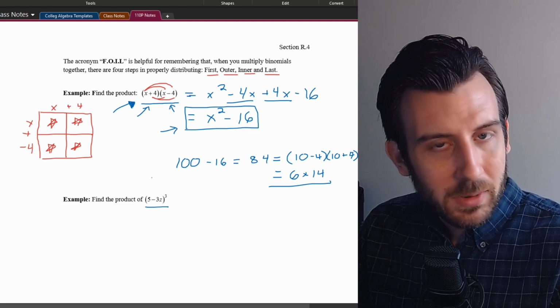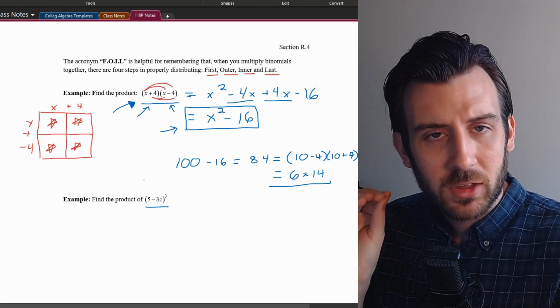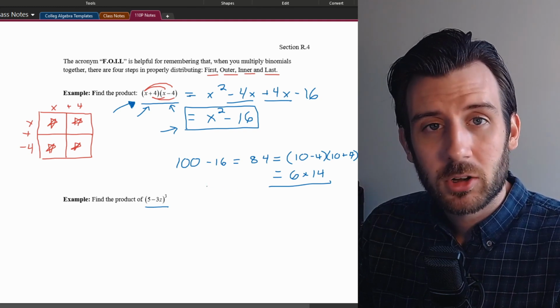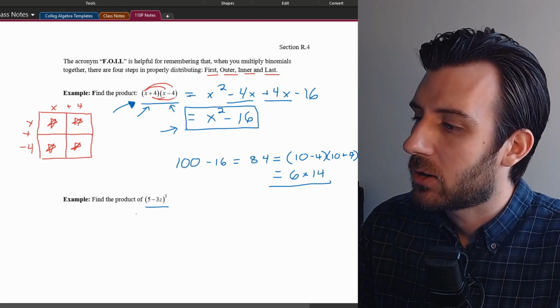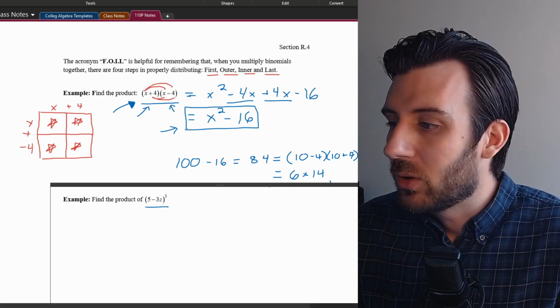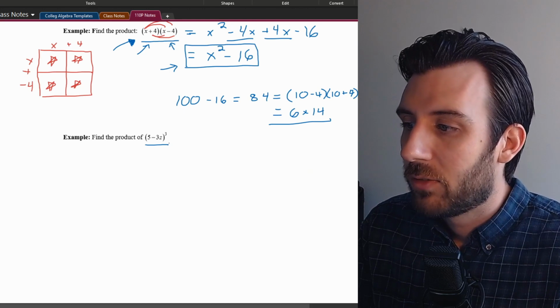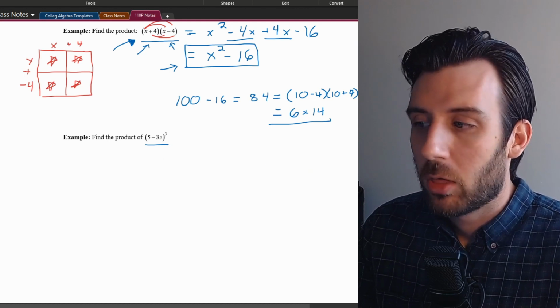But it's going to require you to pay quite a bit of attention and to keep track of everything in your head. So don't just be copying by, but make sure that if you need to add some notes onto your paper, do that as we're talking. Okay, let's see what we can do. If I was asked to find the product of 5 minus 3z to the third power.